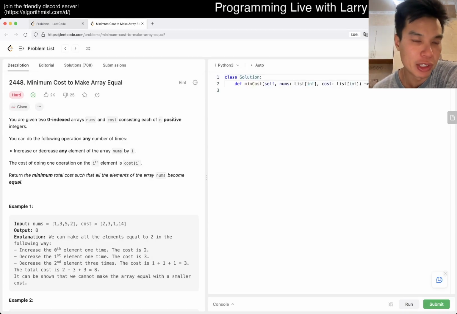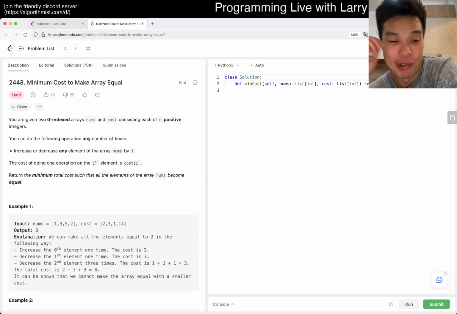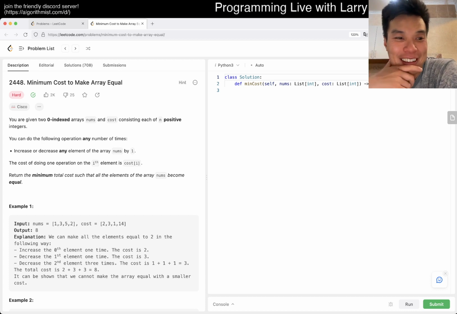2448, minimum cost to make array equal. This was a hard on a recent contest, it seems like. Let's take a look. I don't remember what it is about. No drone video today. I have to go to the airport pretty soon, actually. So hopefully, I just get this done quickly. But we'll see. Okay, so you're given nums and a cost for n integers.